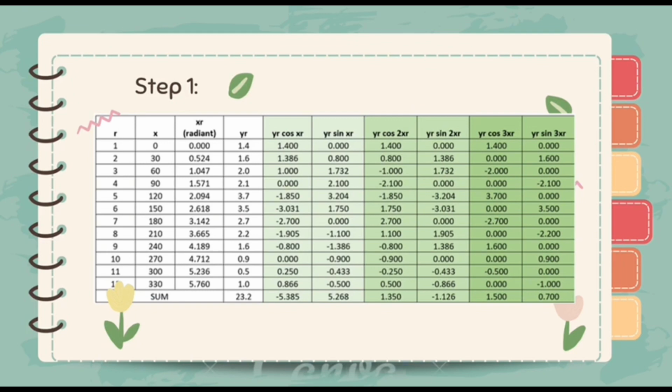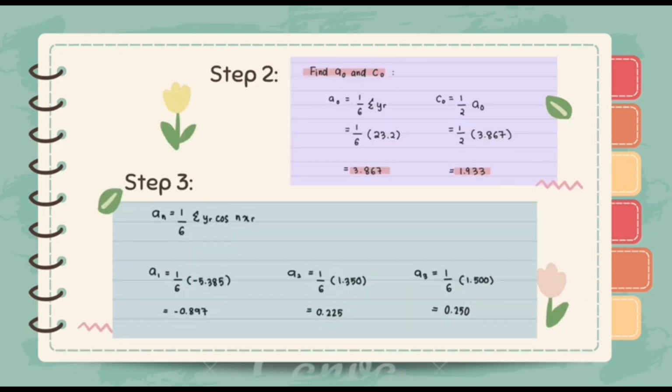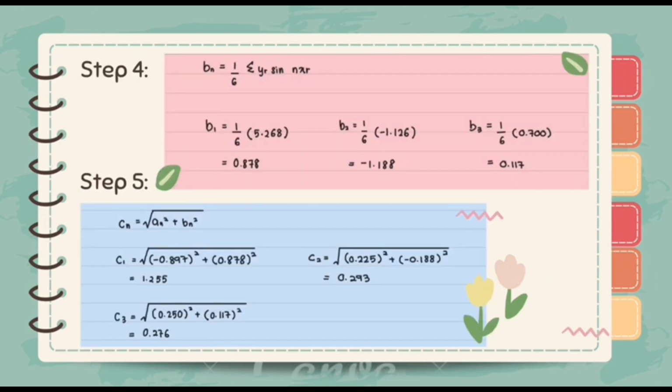Since I'm using Excel to solve this calculation, bear in mind that the x value needs to be changed from degrees to radians since Excel uses radians for its trigonometric functions. From this, we can find the value of a0, where it is 1/6 times the summation of y, and c0, where it is 1/2 times a0. For step 3, we can find the an value with the formula of 1/6 times the summation of y cos nx. Next is to find bn.